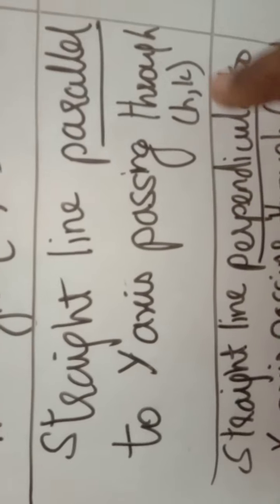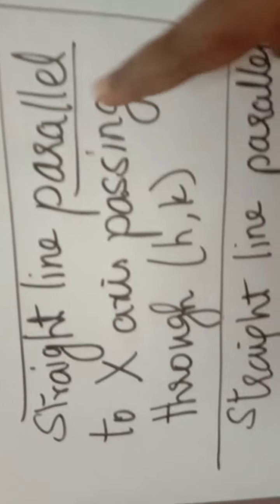Next, equation of the straight line parallel to y-axis and passing through h comma k. See, this is y-axis and this is a line parallel to y-axis. We are going to find the equation of this straight line parallel to y-axis and passing through h comma k. Equation of y-axis, yes, you are right, it is x equal to 0. So the same way we have to write x is equal to h. Okay. So equation of the straight line parallel to x-axis, y equal to k. Equation of the straight line parallel to y-axis passing through h comma k, x is equal to h.